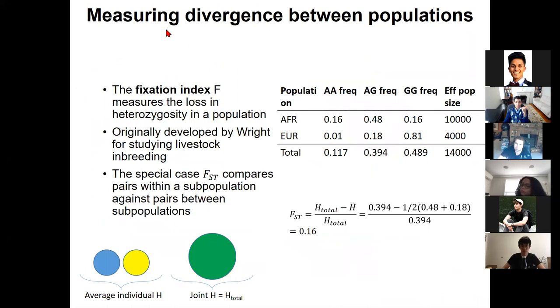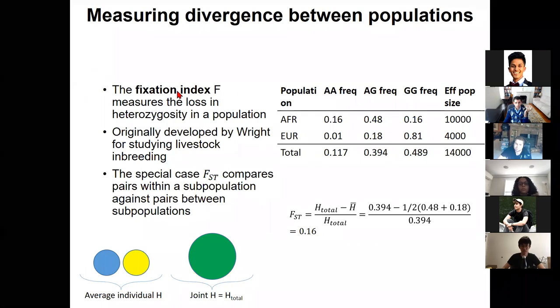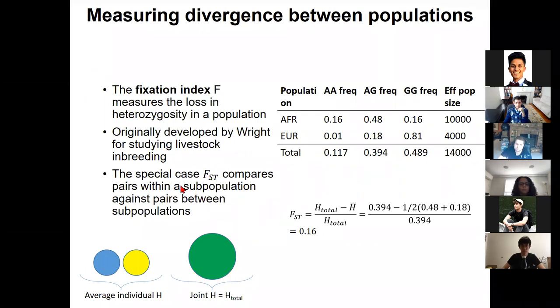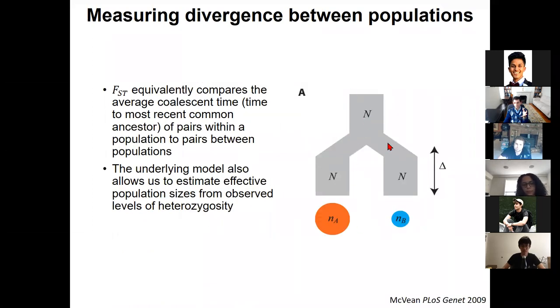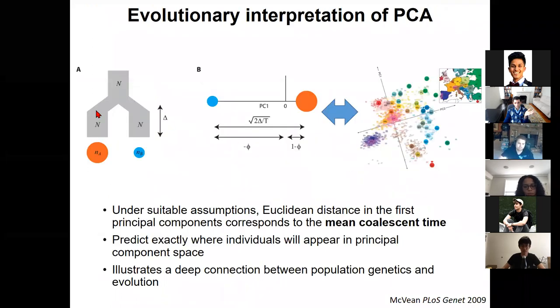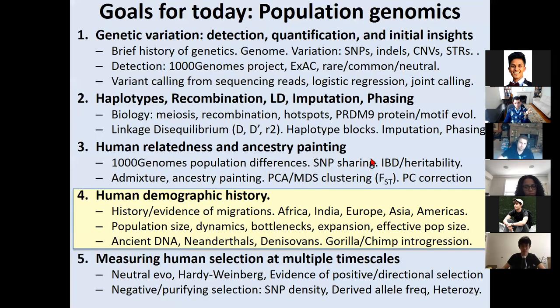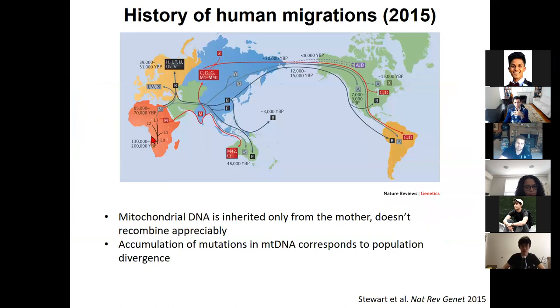So you can basically quantify this divergence between populations using this fixation index, FST, that compares pairs within a subpopulation, and then start understanding how these populations diverged from each other, and inferring the evolutionary history of the European continent, but also of all of the migrations across the human population. So you can trace mitochondrial DNA, which is inherited only from the mother, or Y chromosome DNA, which is only inherited from the father, and then infer the history of haplotype groups in the human population.